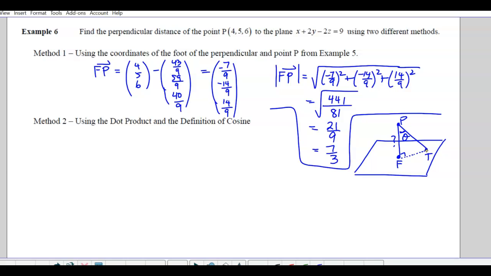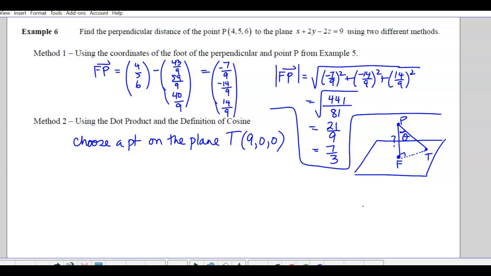So choose a point on the plane, and I'm going to call it T. Choose an easy point. If you look back at the equation of that plane, put in some zeros, right? If I let y and z be 0, x is 9. So that's a really easy point to deal with. Okay, so I'm going to reform this triangle by itself rather than in 3 dimensions.